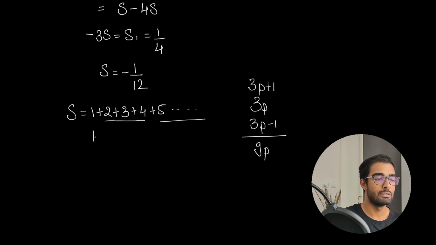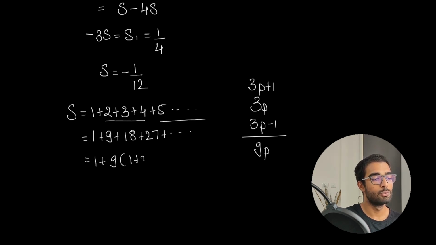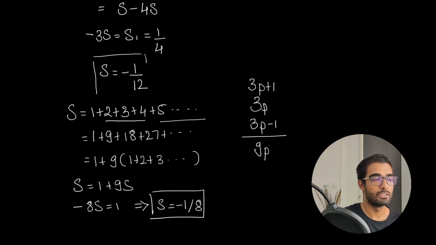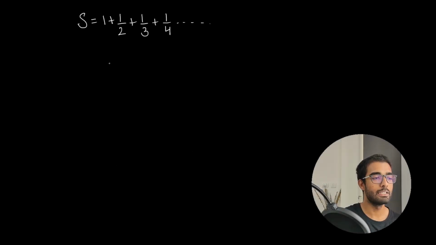So what we'll get is 1 plus 9 plus 18 plus 27, and so on, which implies it can be written as 1 plus 9 times (1 plus 2 plus 3 plus, and so on). And again, we get S is equal to 1 plus 9S, so minus 8S equal to 1, which implies S is equal to minus 1 by 8. So which is correct? This one or this one? Now let's take this series.